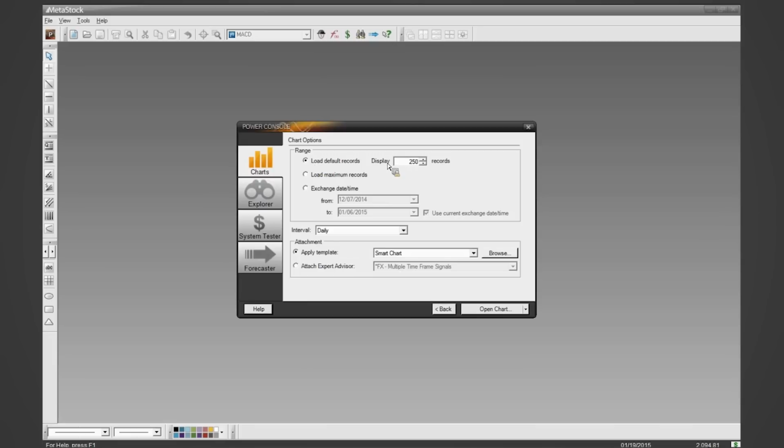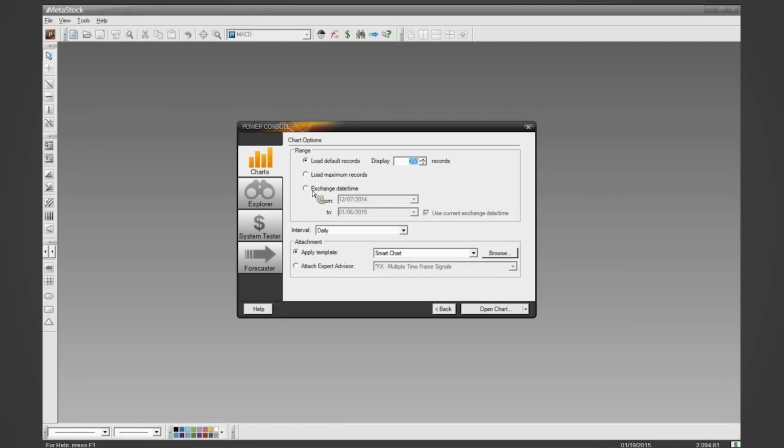So here, load default records. What that'll do is, if I'm looking at a daily chart, it'll load about 5 years worth of records, and then zoom in on the last 250 bars. And I can change that if I want to. Or I can load up as much data as available. So if you want to see every bit of data available, you can choose Load Maximum Records.